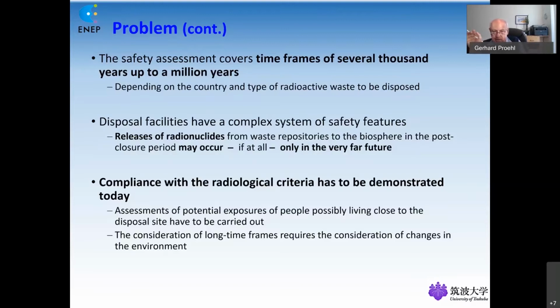However, compliance with radiological criteria has to be demonstrated today and not in the future. So we have the problem that we have to make assessments of potential exposures of people who live close to the disposal site, but in the very far future. So this problem is that we have to consider very long time frames to enable such assessments.